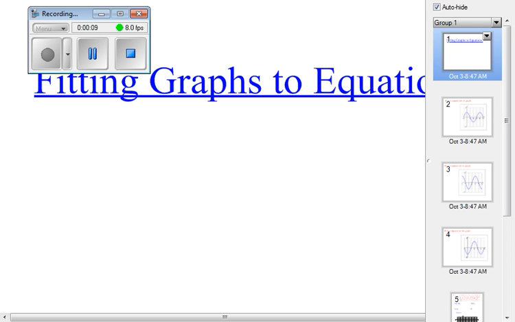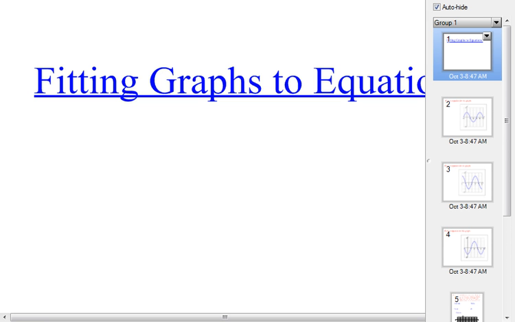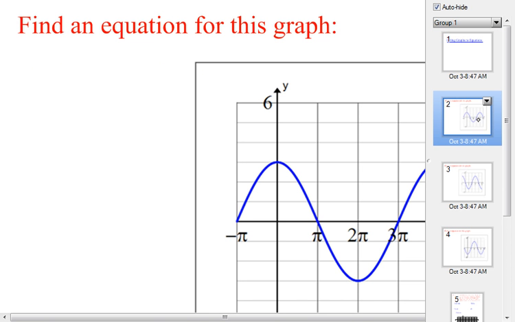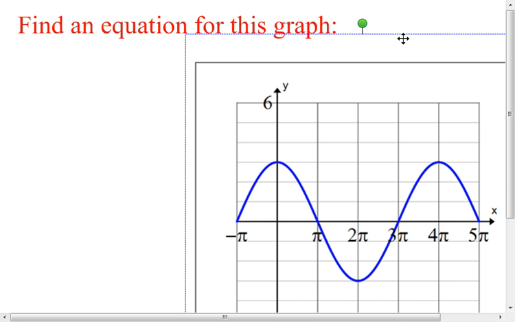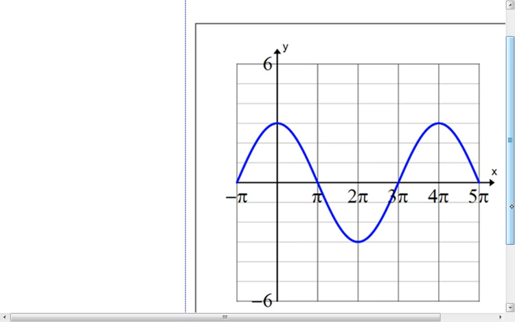All right, today we are going to be looking at going the opposite way. This time I am going to give you a graph and you are going to give me the equation, instead of me giving you the equation and you giving me the graph. So we're going to look at our first graph right here. And I want to find an equation for this. And I'm going to do this in the simplest way that I possibly can.